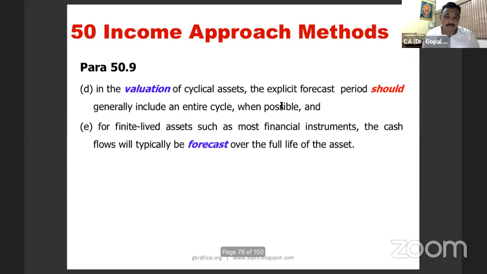Good. And then the valuation of cyclical assets. The explicit forecast period cannot go beyond that cyclical period. If 7 years is the cyclical period, we generally include the entire cycle when possible. That's the most ideal one. For finite-lived assets, such as financial instruments, the cash flow will typically be for the entire life, over the full life.